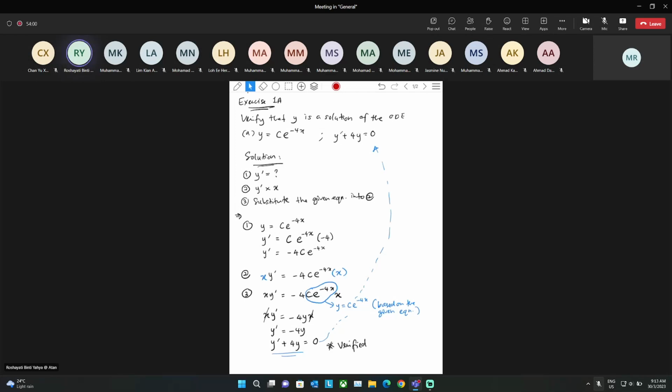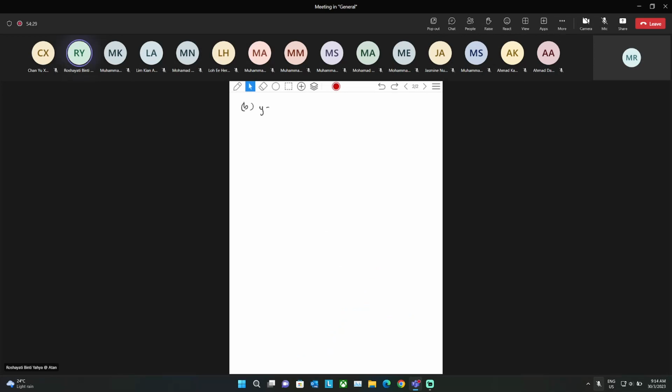Because this is a very simple equation. Why does this module provide all these steps? Because in your test and also in your final, the question is not as simple as this. That's why you need to get used to the steps. Because it is very simple. And then we go to the next.